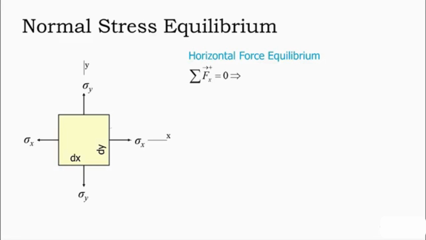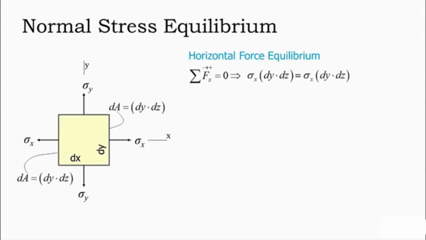If we look at the right face of this element, we know that the area of it is that height dy times the length dz in and out of the screen. Thus, we have a force component equal to sigma x times dy times dz. That has to be balanced by the stress sigma x on the opposite side of the element, acting on area dy times dz. So we get exactly this being equal to sigma x times dy times dz, which tells us that sigma x on the right side of the element has to equal sigma x on the left-hand side of the element.